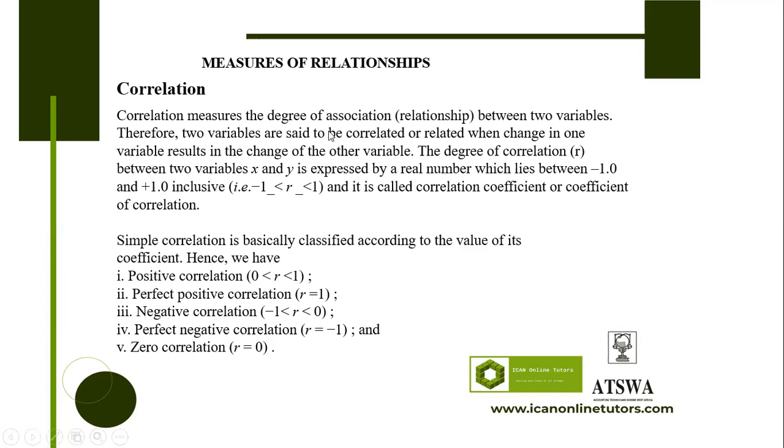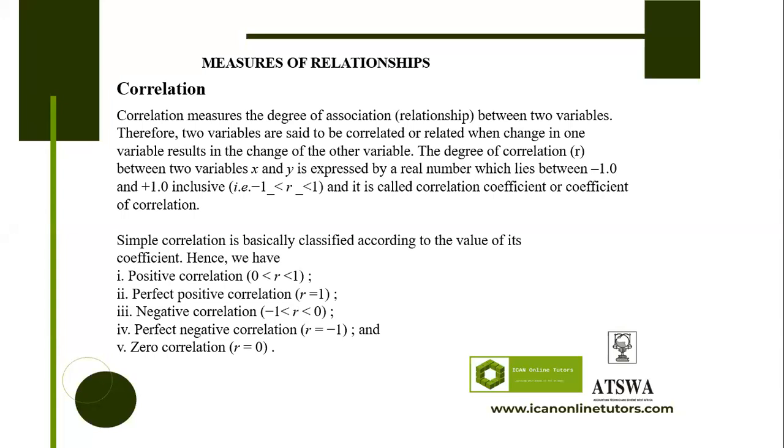It says correlation measures the degree of association. When we talk about association, we talk about relationship. So it measures the degree of relationship between two variables. Therefore, two variables are said to be correlated or related when a change in one variable results in a change in the other variable. So when there is a change in one, definitely it's going to affect the other. It's talking about the relationship that affects two variables.